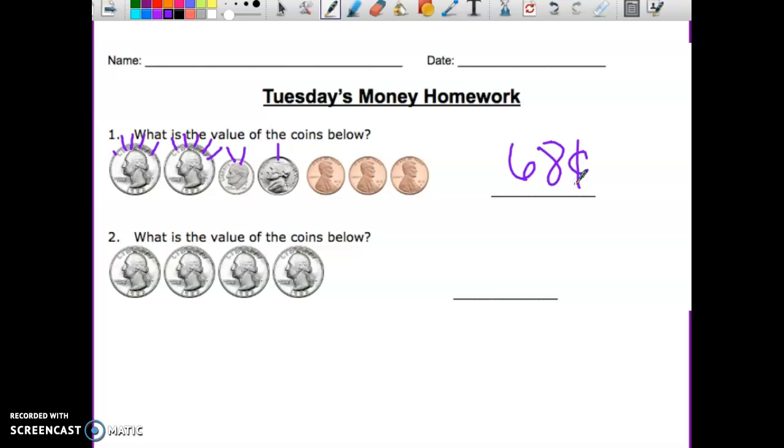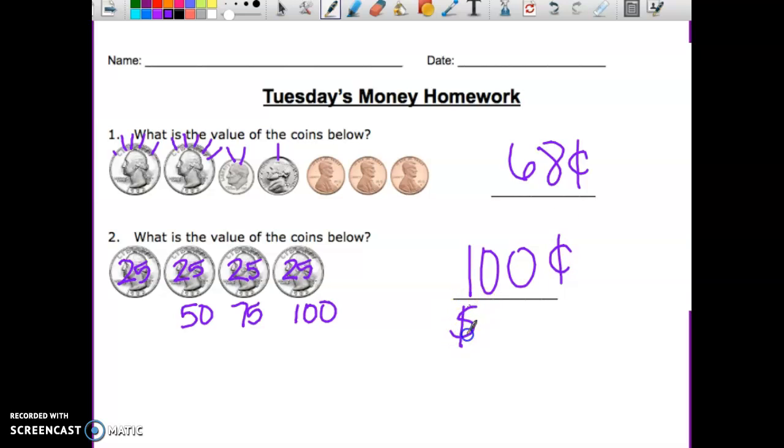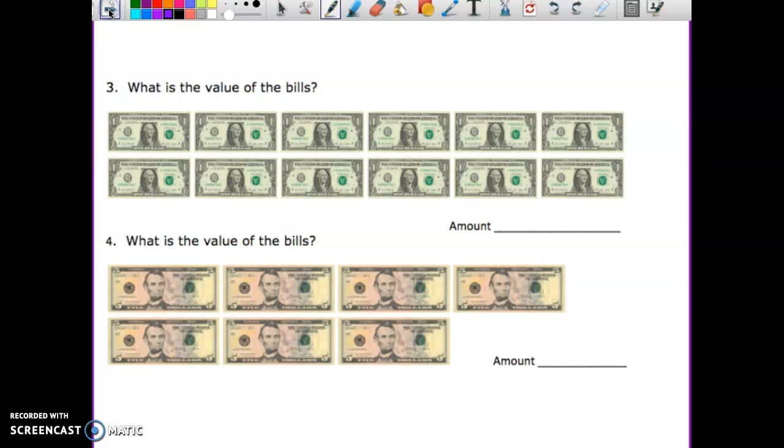The other way is to kind of just write their values in them and add as you go. So 25 plus 25 equals 50, 25 more equals 75, 25 more would bring me to 100 cents, and they could write either 100 cents or they could have written $1. I do not care which way they did it.